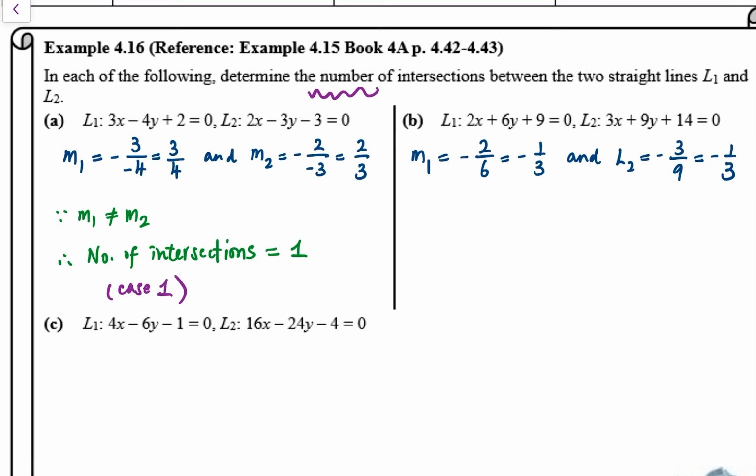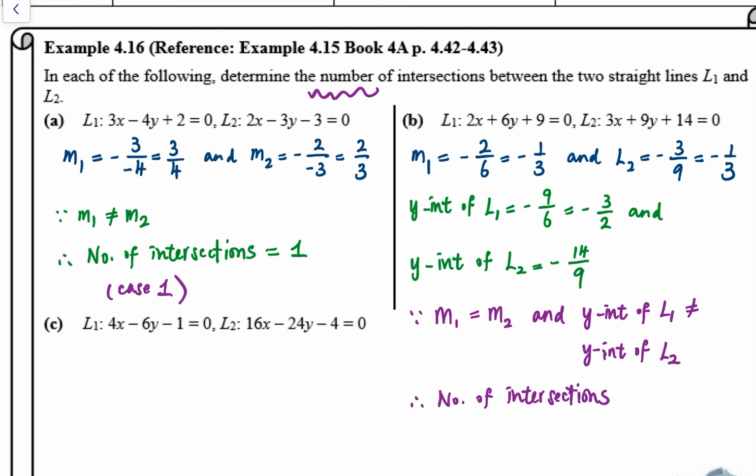Here, the two straight lines have the same slope, so it could be case 2, the two straight lines are parallel, or case 3, where the two straight lines are coincident. So let's look at the y-intercepts. So since the two straight lines have the same slope, but they have different y-intercepts, the number of intersections will be 0. L1 and L2 have no intersections.